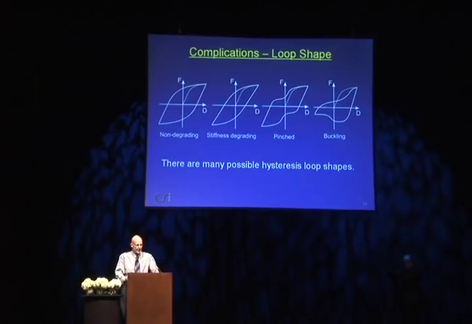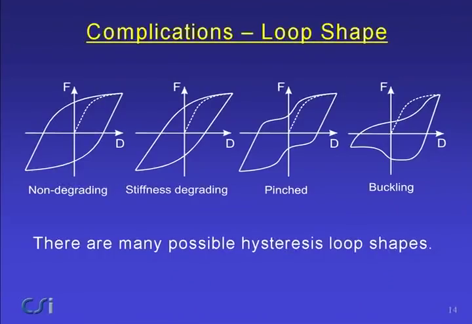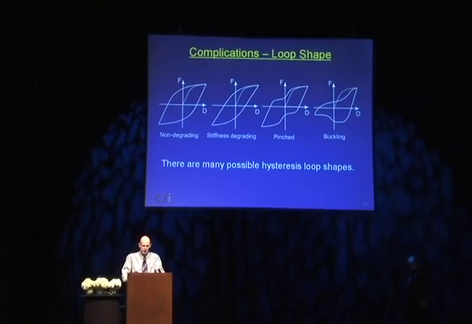A further complication is the shape of the hysteresis loop. And I show here a non-degrading loop, the stiffness degrading loop I've already mentioned. Loops can also be pinched. And then if you have a buckling type behavior, you get a rather special loop, which is illustrated by the fourth of these diagrams. And these are not the only possibilities. There are several other possibilities also.